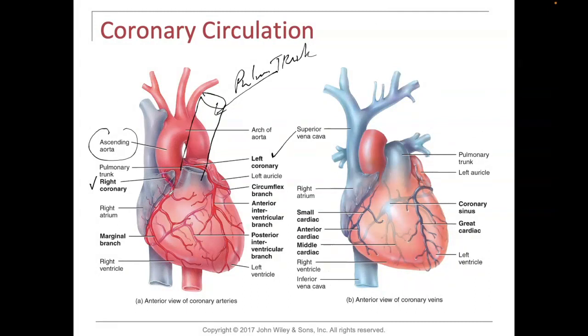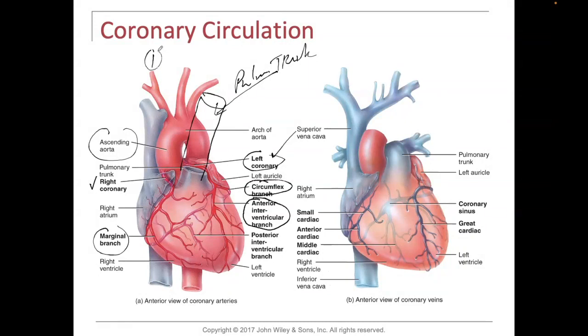If we follow that right coronary artery down, here is that right marginal branch. Here's the left coronary. We follow it down, it wraps around to the posterior, that's the circumflex branch. And then we have the large one that goes down the front that's called the anterior interventricular branch, sometimes called the left descending. Okay, those are the biggies on the front there.